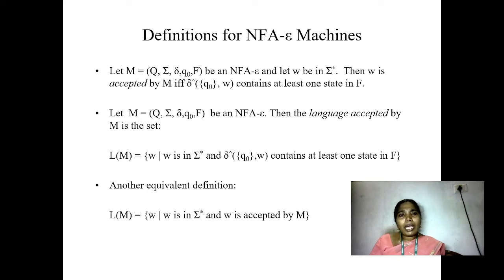So we can also say, let M be a 5 tuple, an epsilon NFA. Then the language accepted by M is the set L of M equal to W, where W is in sigma star and delta cap of Q0 comma W contains at least one state in F. Another equivalent definition for the language accepted is L of M equal to W, where W is in sigma star and W is accepted by that machine M, which is the finite automaton with epsilon moves.